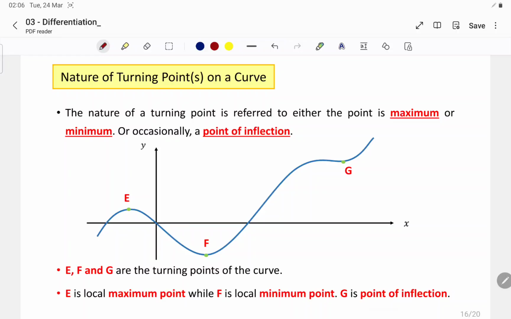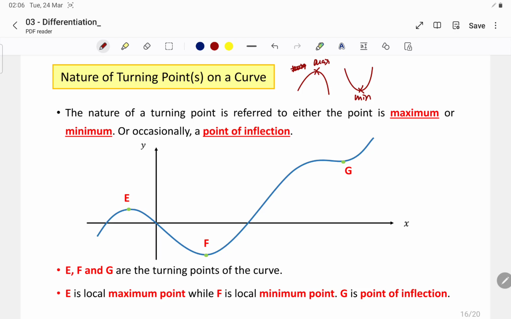Now, the nature of a turning point basically refers to whether the point is minimum or maximum. We learned before, when we learned quadratic equations, that when the graph is like this, a sad graph, this point is your maximum point. When we have a smile graph, this point is your minimum point. Maximum, minimum. It is also similar with any curve.